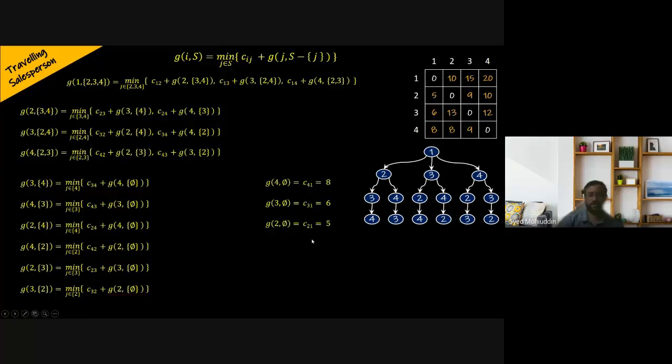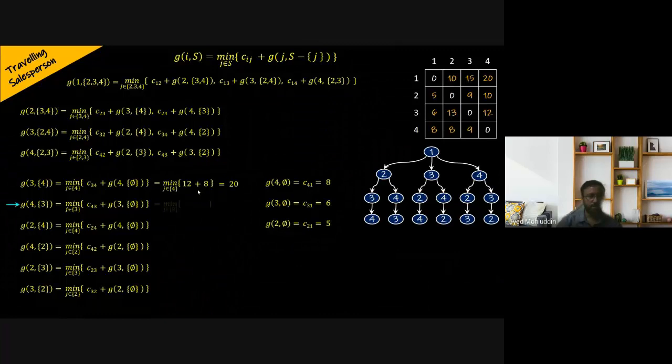Now once we have this, we are at the last stage. Now we have to resubstitute these values in the previous equations and ultimately find the cost. So let us substitute in this first one, G of 3 comma 4, which will give us the cost as cost of 3, 4. Cost of 3, 4 is 12. This cost 12 plus G of 4 comma null, which is 8. Here there is only one element in set J, so the minimum is that value itself. So in this case it is 20.